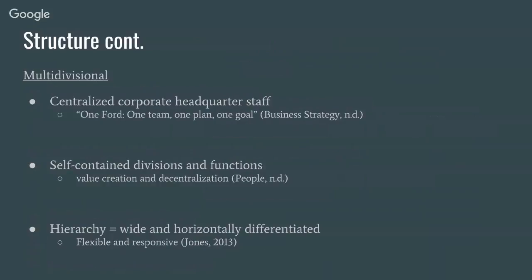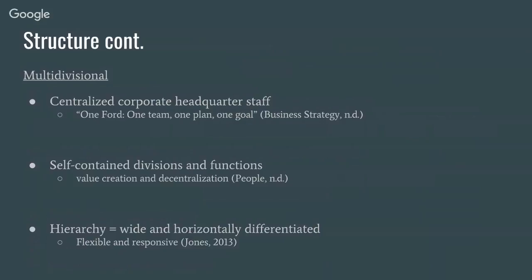Because of Ford's complex domain and environment, a multidivisional structure has emerged. According to Jones, multidivisional structures allow for growth and expansion toward an organization's goals because corporate headquarters staff are able to focus on the organization's long-term goals. Ford overcomes one of the disadvantages of multidivisional structures, which is decreased coordination and increased rivalry between divisions, by implementing their One Ford strategy. Focus and coordination between divisions increases innovation and drives Ford toward their long-term goals.